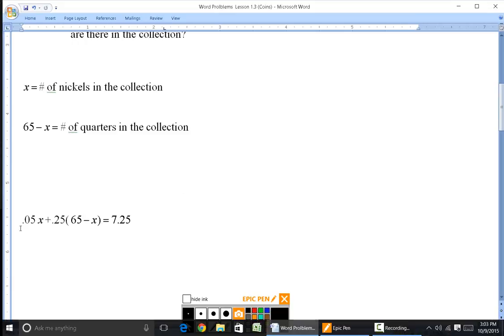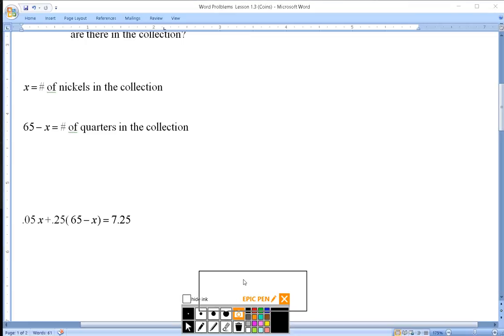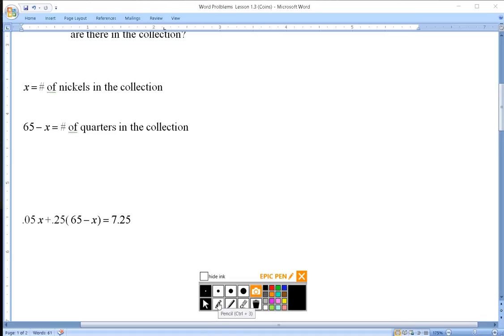0.05x, so the number of nickels, which is x, times the value of each nickel, 0.05. Number of quarters, 65 minus x, times the value of the quarter, 0.25. The sum of these two values should give me the value of the collection, which is 7.25. So then it's just a matter of solving this for x, which is the number of nickels. So here's the setup.